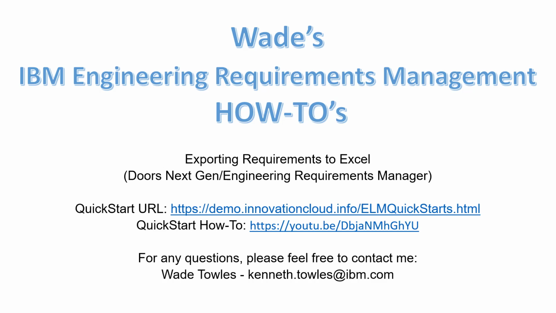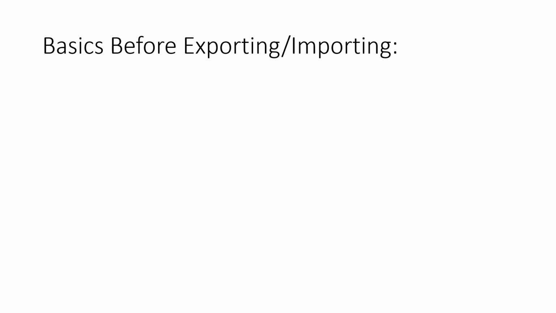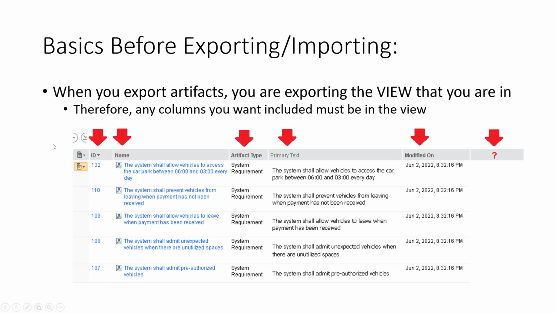And for the next few minutes, we're going to be talking about how to export requirements from the Engineering Requirements Manager tool to an Excel spreadsheet. A couple of things we want to keep in mind before we get started. First of all, when you export artifacts, you are exporting the view that you're in. Therefore, any columns that you want to include must be included in the view.